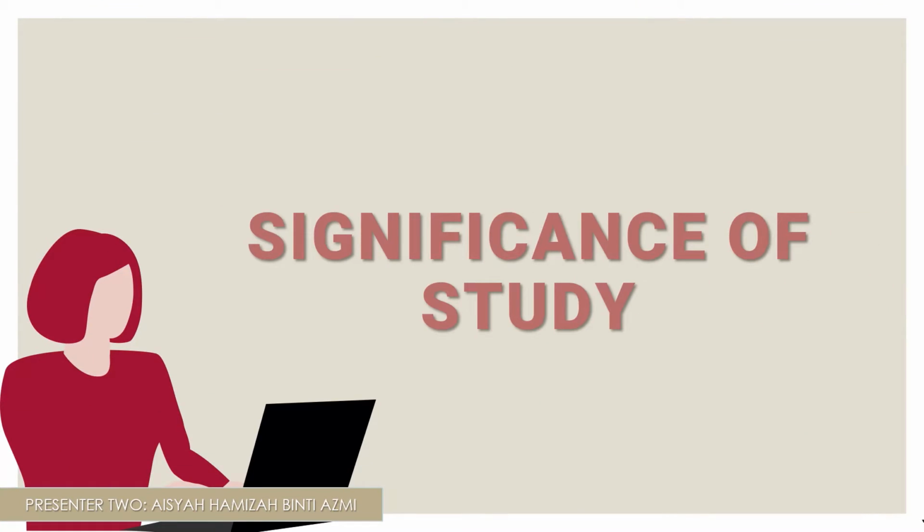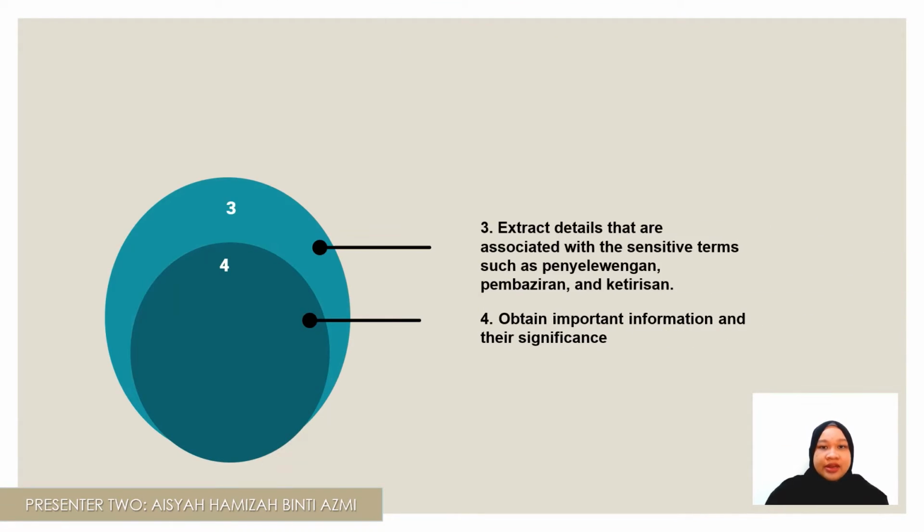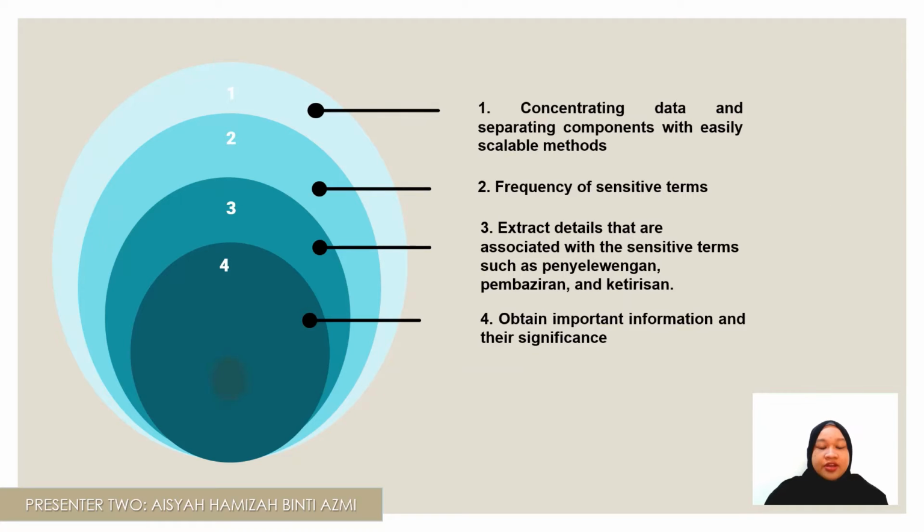Next is the significance of the study. The National Audit Department can benefit from this study in several ways. First is by concentrating the data and separating the components in a way that is easily scalable. The results will assist in assessing the frequency of sensitive terms that appear in the report. Next is by extracting the details that are associated with sensitive terms such as penyelewengan, pembaziran, and ketirisan. They can also obtain important information and their significance. And lastly, by forming a cluster of sensitive terms.